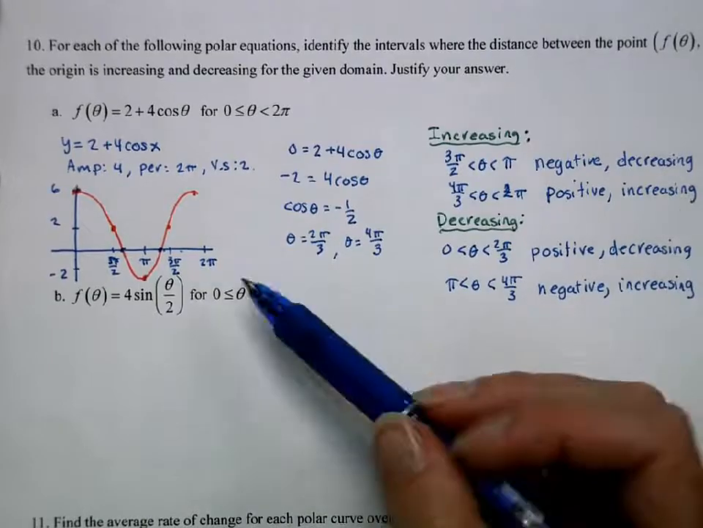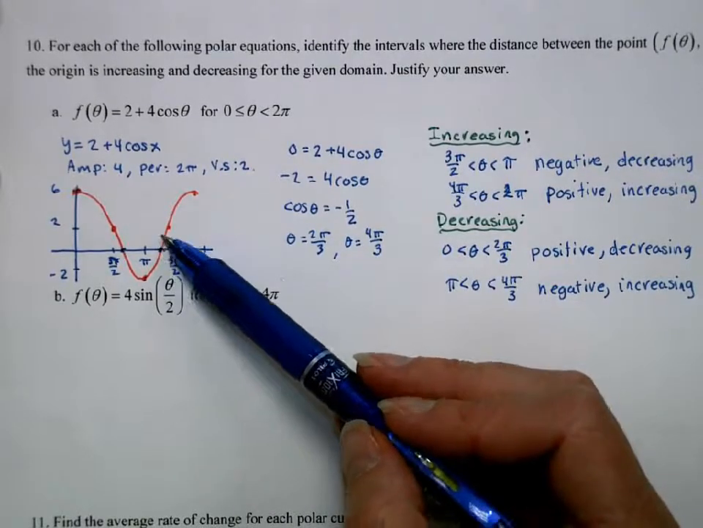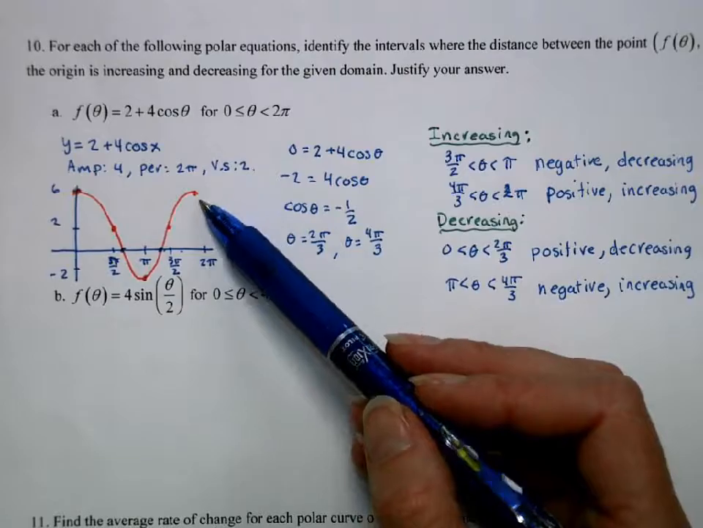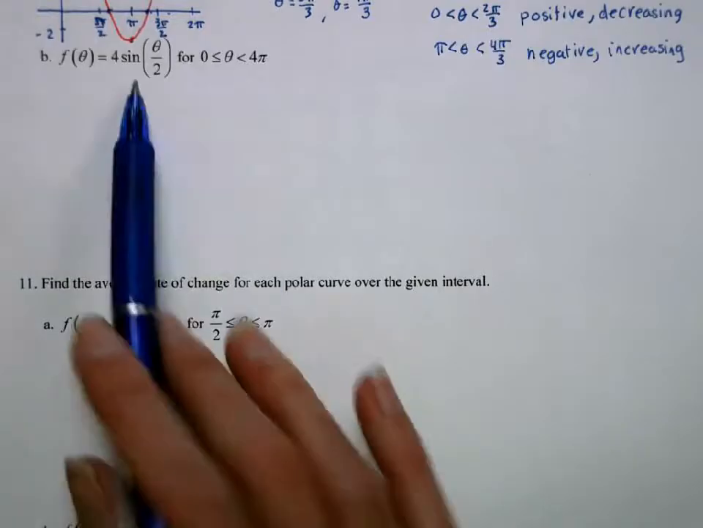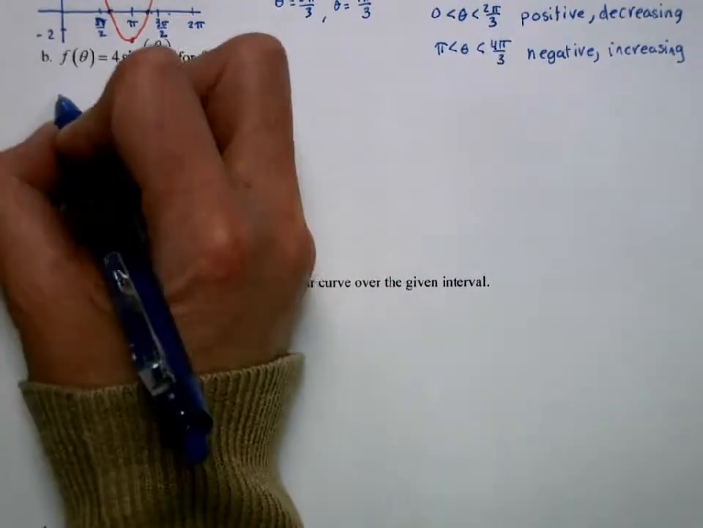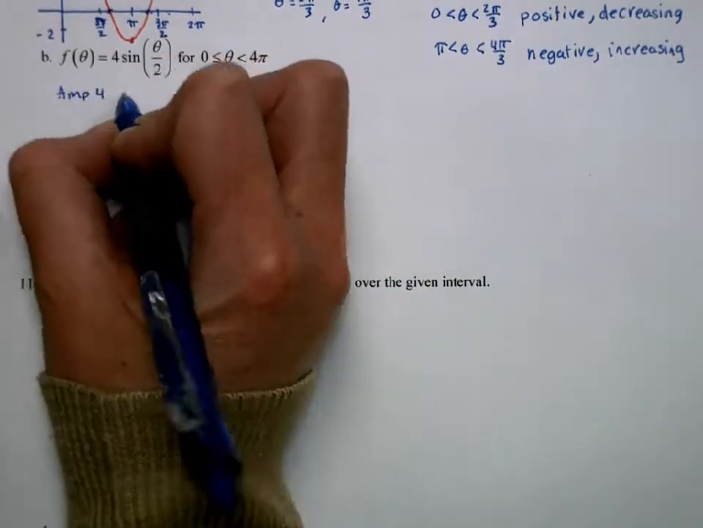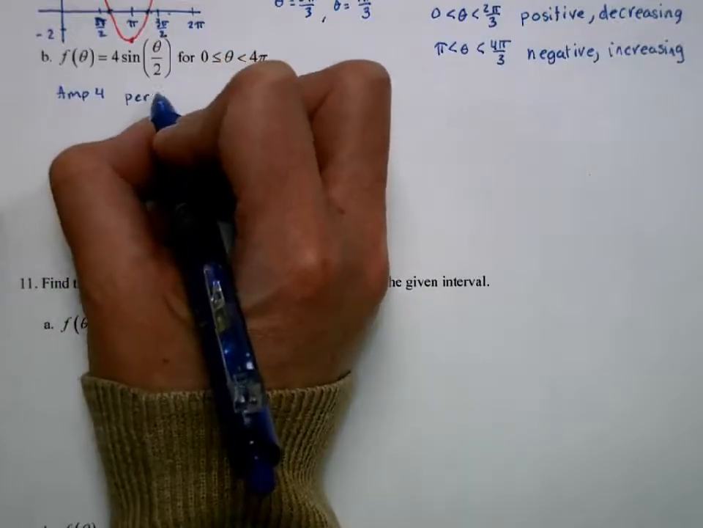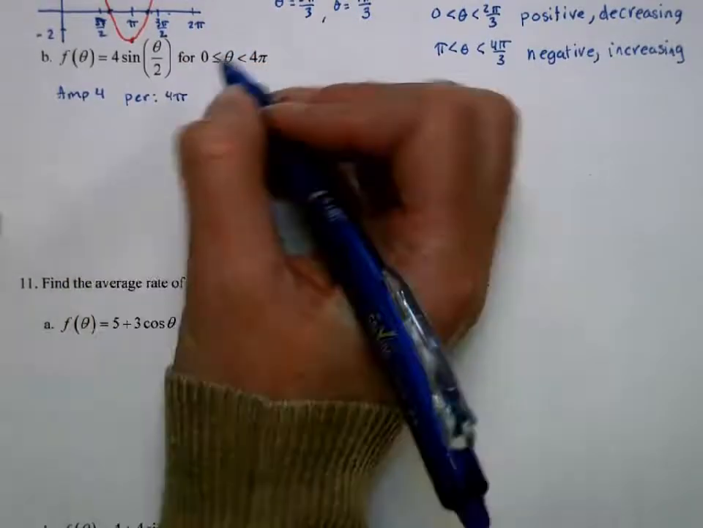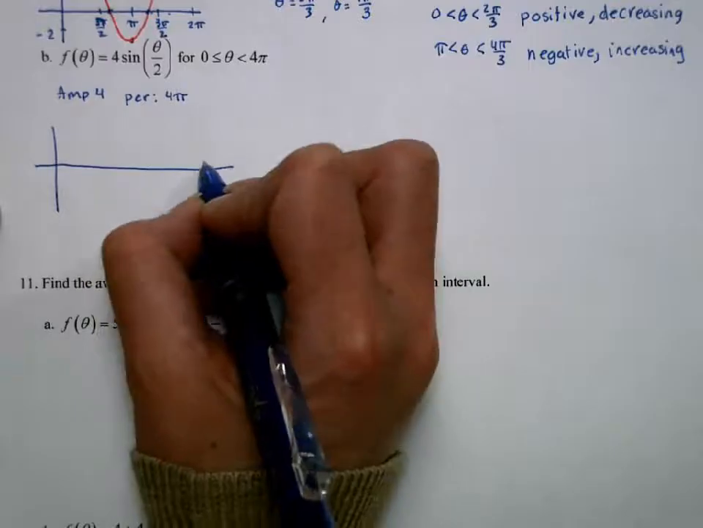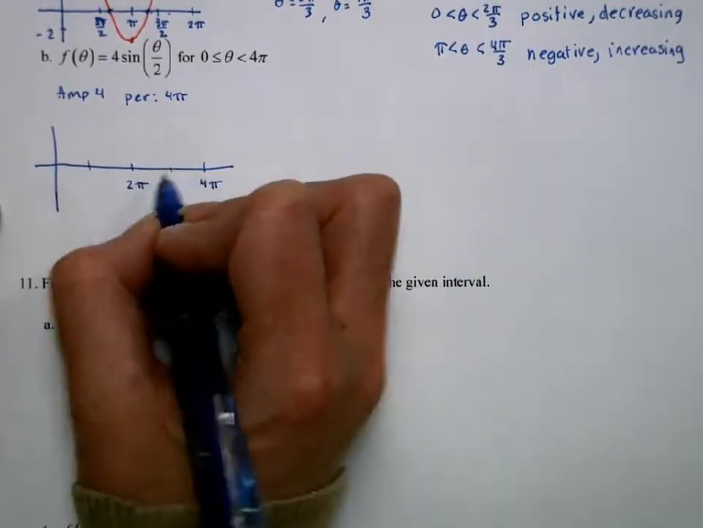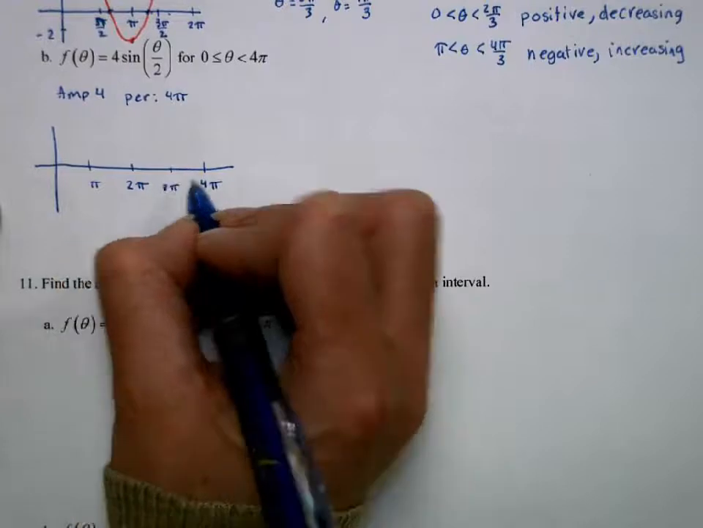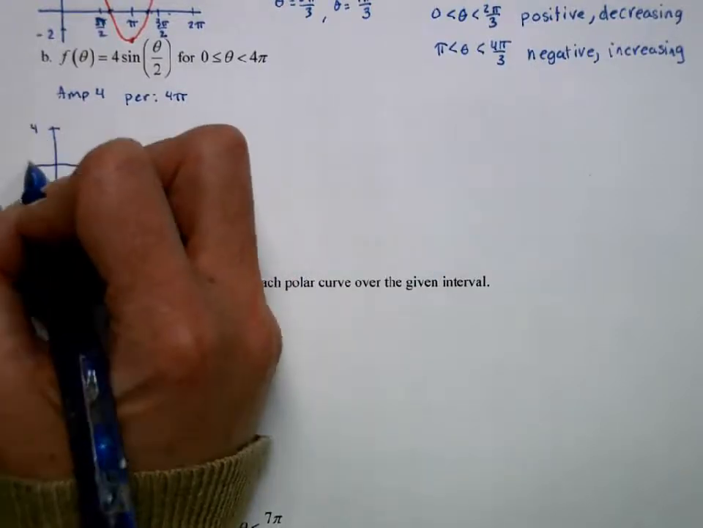Okay, we're going to do the same thing here. I'm going to start by graphing the rectangular graph. So this one has an amplitude of 4 and a period of 4 pi. No vertical shift, and it's just a sine curve. So sine starts in the middle, goes up. All this prior knowledge is coming in handy.